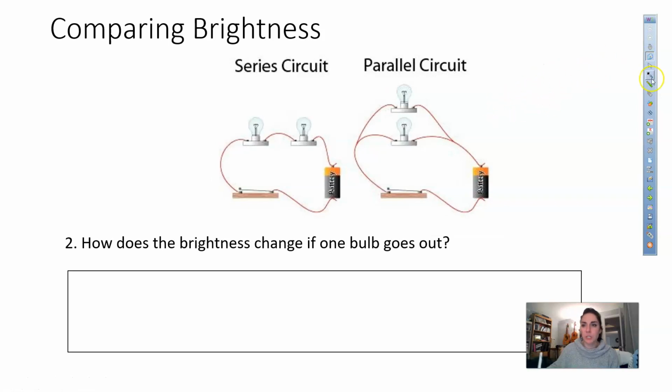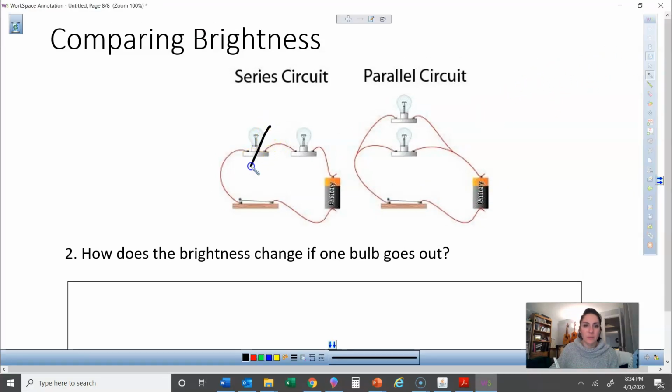How does the brightness change if one of them goes out? Okay, so if this goes out, they all go out. So it's no longer lighting. So you could even say dim.